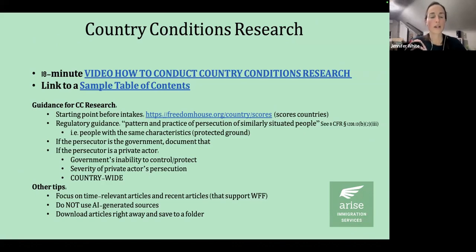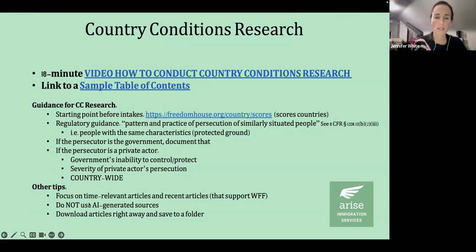In terms of guidance for completing the research for country conditions, one of my favorite regulations is this, quoted here: the pattern and practice of persecution of similarly situated people. So when you're researching that, you're just looking for people with the same characteristics as your client in the country of origin, right? And documenting what happens to them. If you have widespread mistreatment of such folks, then that's really helpful evidence for your client's case.